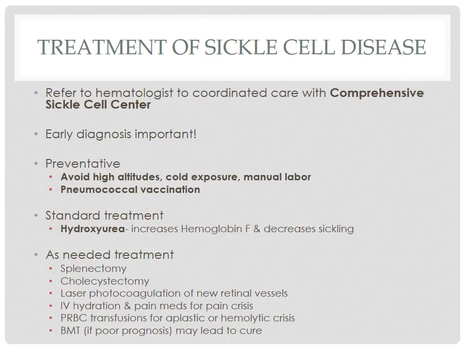Some other treatments that might be needed for patients with sickle cell disease include splenectomy, cholecystectomy, and treatments for their retinal vessels. IV hydration and IV pain medications when they have a pain crisis are very crucial. These patients may also need red blood cell transfusions if they have an aplastic or hemolytic crisis, and they may also qualify for bone marrow transplants in very severe cases, which may lead to cure.